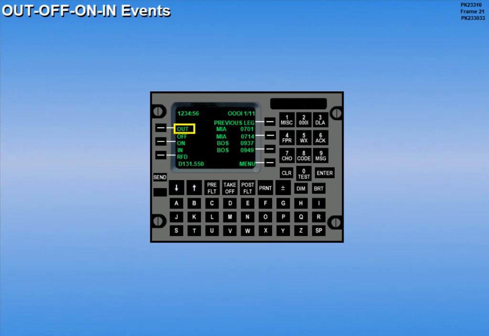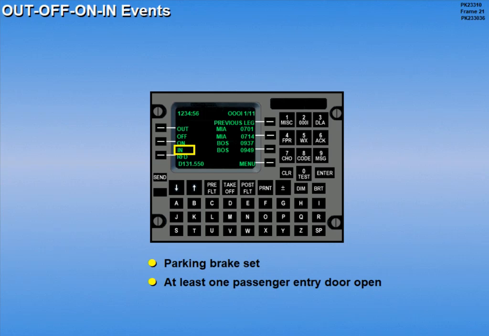The OUT message is transmitted when all passenger entry doors are closed and the parking brake released. The OFF message is transmitted during takeoff when the main landing gear is untilted. The ON message is transmitted during landing when the landing gear is tilted. And the IN message is transmitted when the parking brake is set and at least one passenger entry door is open.